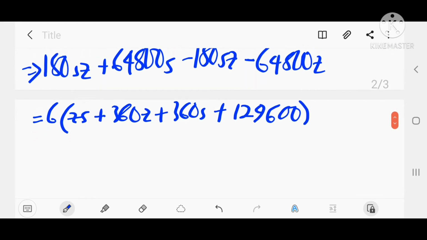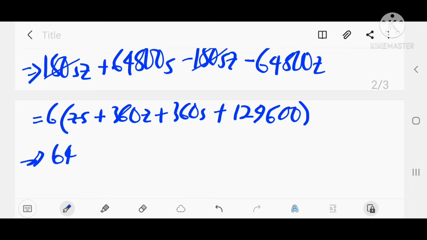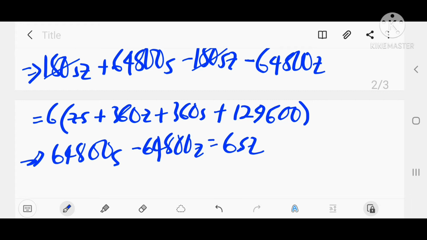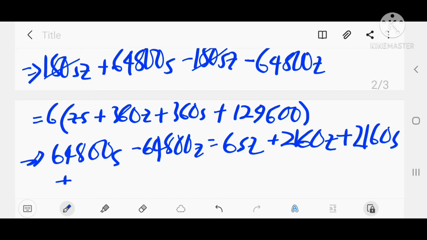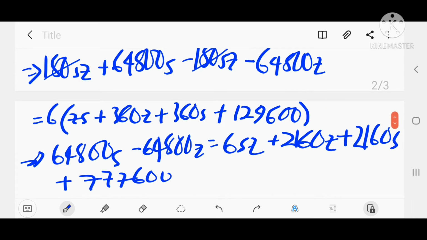Simplifying here, this goes to 0. So we have 64800s minus 64800z, equals 6sz or zs, then plus 2160z plus 2160s, then plus 777600.